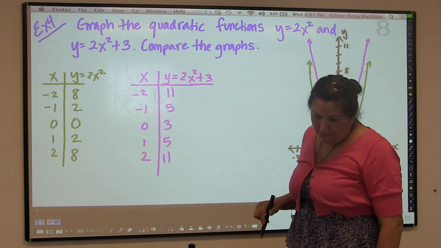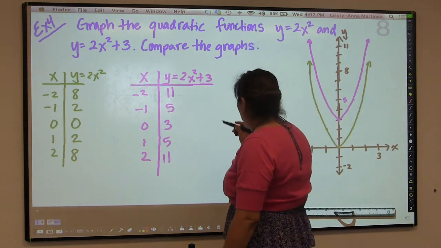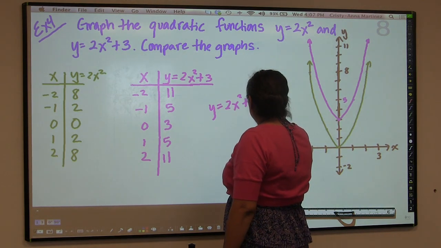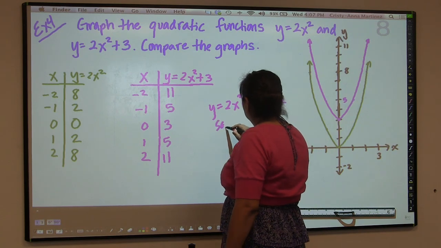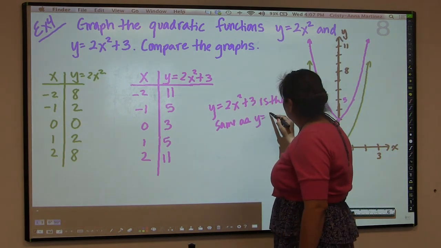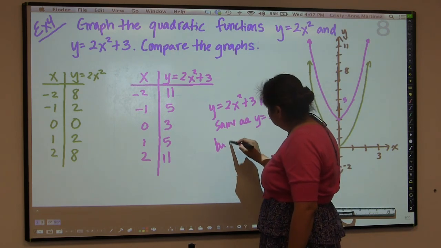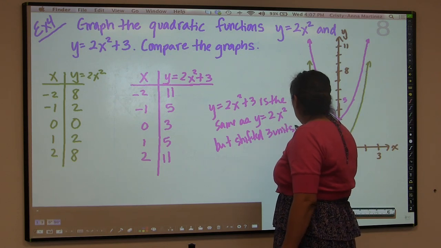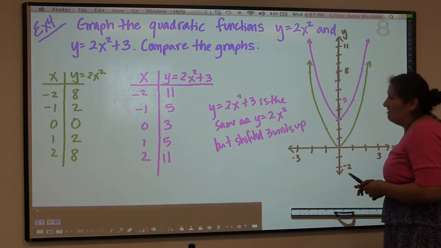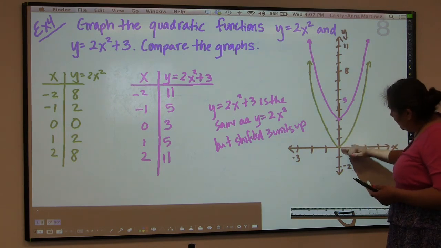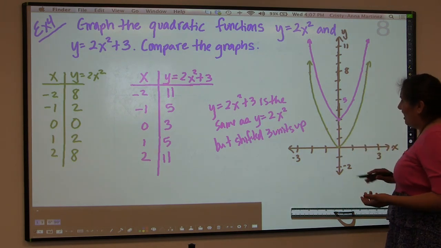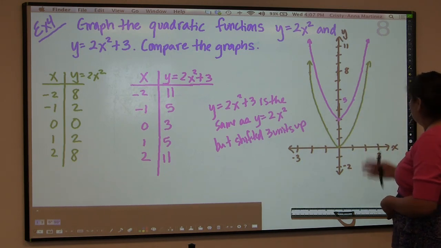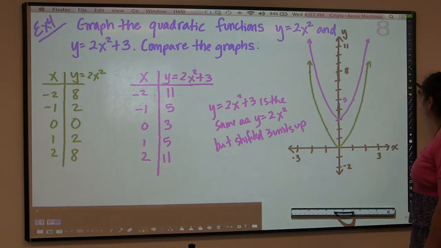So let's see, we're going to go y equals 2x squared plus 3 is the same as y equals 2x squared, but shifted 3 units up. So you could expect that if it had a -3, it would shift the graph 3 units down, okay? Or if it was a +5, it would shift it 5 units up. If it was +7, it would shift 7 units up. If it was -9, it would shift 9 units down, and so on and so forth. So that is how you do that.